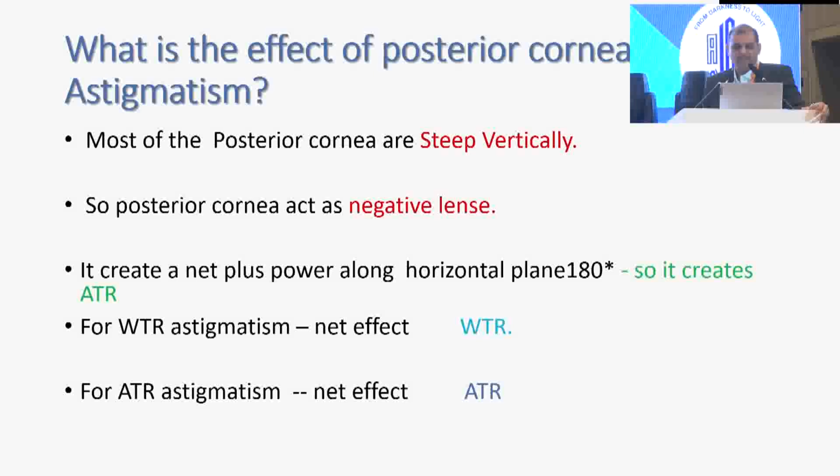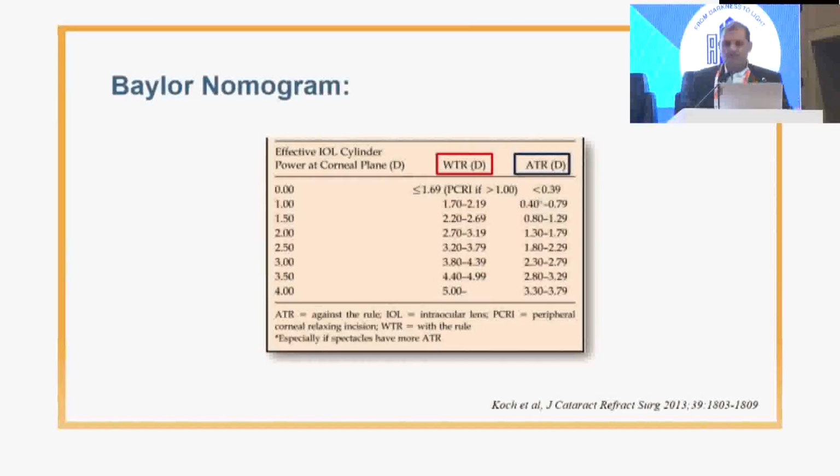So a patient who has with-the-rule astigmatism will have a net effect of decrease in the WTR, and a patient with ATR will have an increase in the ATR. So the next year Dr. Baylor came with a nomogram, and we were using this nomogram for the modification of the Toric implantation.